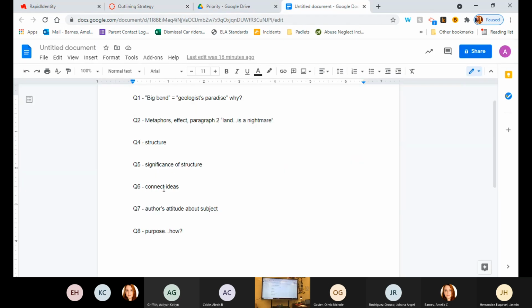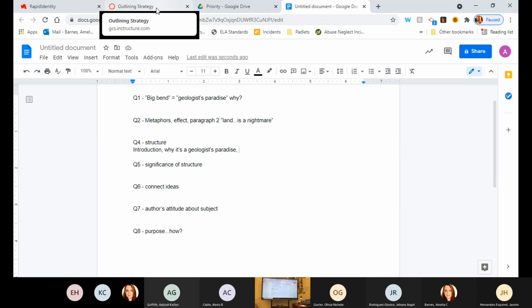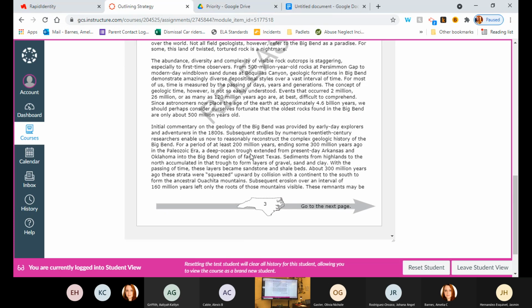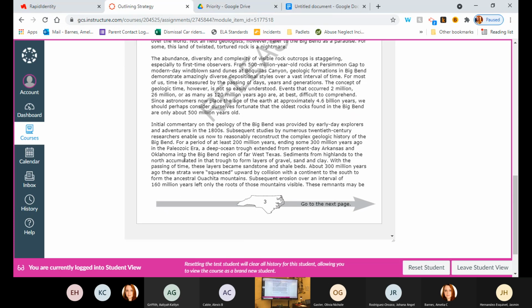So I'm just going to start making some notes here because this is one of those things where I'm going to have a hard time remembering this when I go to answer the question. So we have introduction paragraph. And then we have something that talks about why it's a geologist's paradise. Right, so that's paragraphs 1 and 2. Then paragraphs 3 and 4.